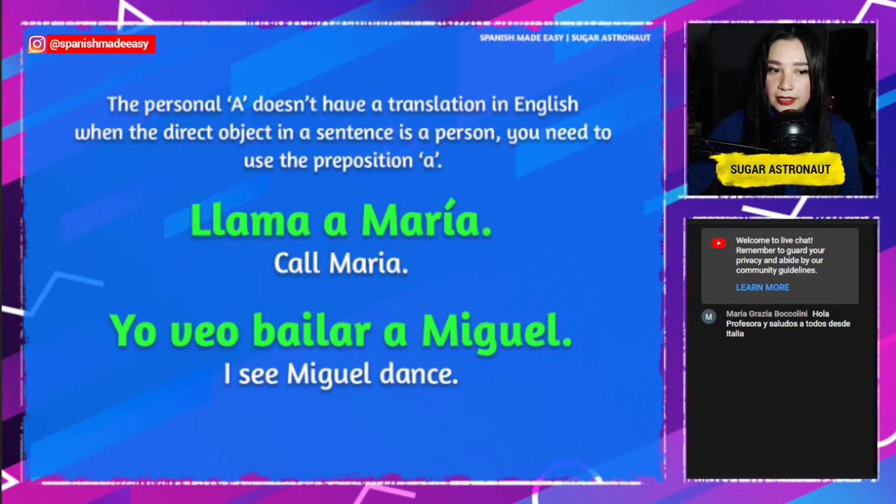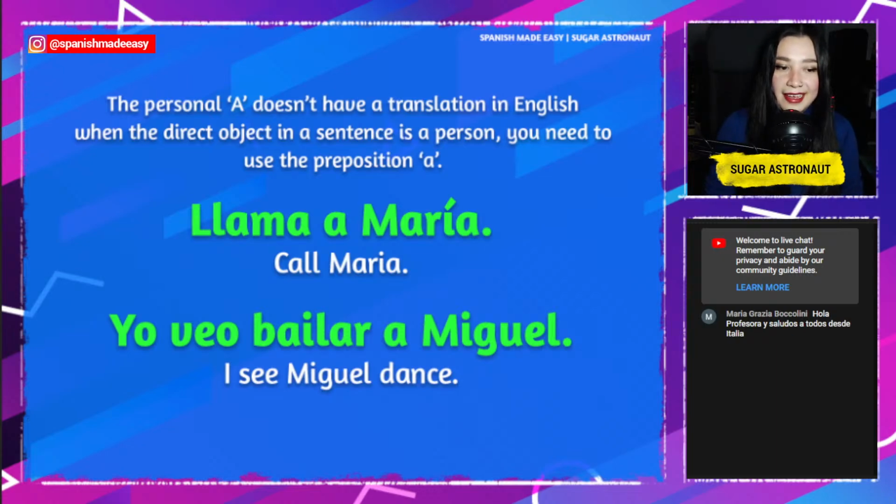So, the personal A, as I said before, doesn't have a translation in English, but it's used when the direct object is in a sentence, and it has to be a person, okay? You need to use the preposition a when you have that. So essentially, personal a refers to the preposition a, and it's used in situations where you have a direct object in a sentence, and that direct object is a person. Remember, a direct object could be a name, a thing, or even a phrase that is the recipient of the action of the verb.